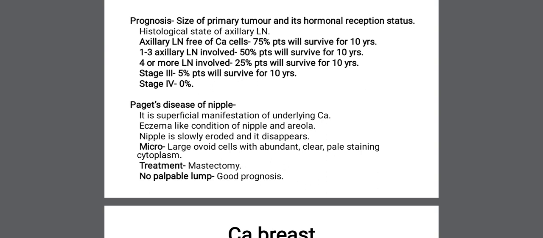Once again I will repeat, Paget's disease of the nipple. It is a superficial manifestation of the underlying carcinoma. There will be an eczema-like condition of the nipple and areola. The nipple is slowly eroded and it will disappear. And microscopically, Paget's disease is characterized by large ovoid cells with abundant clear pale staining cytoplasm. The treatment for Paget's disease is mastectomy, and if there is no palpable lump, then that is the good prognosis of the disease.